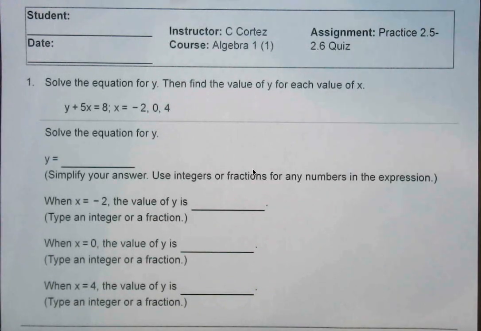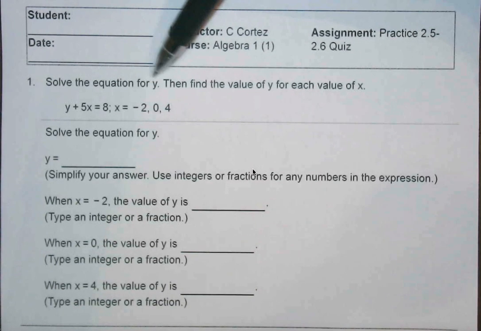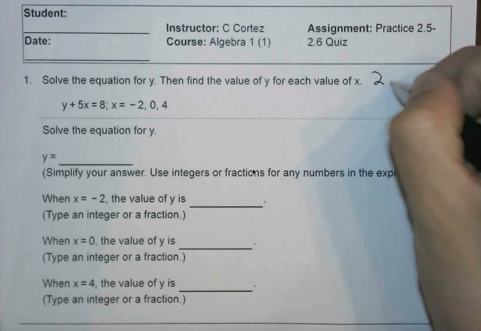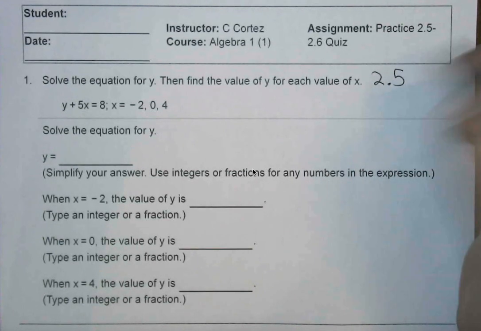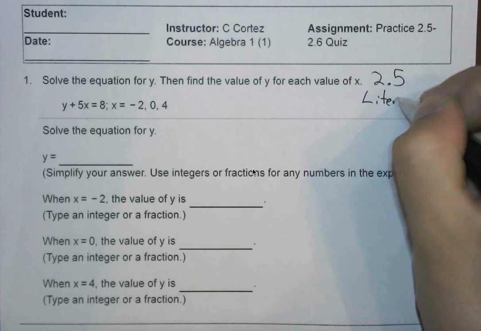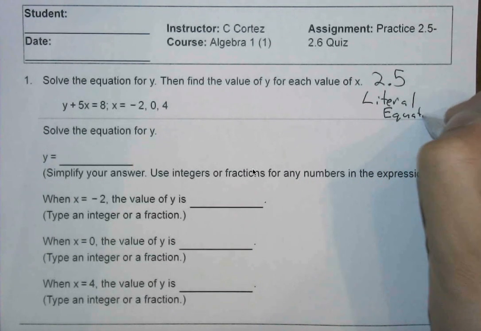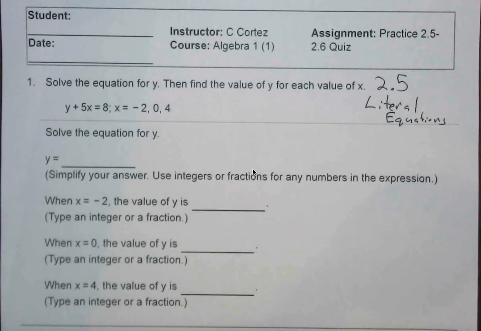So for this problem, we're being asked to solve the equation for y, then find the value of y for each value of x. So this is dealing directly with 2.5 for literal equations. You have your outlines to help you out. You have your notes to help you out. So please refer to those for the steps that ideally you would take.